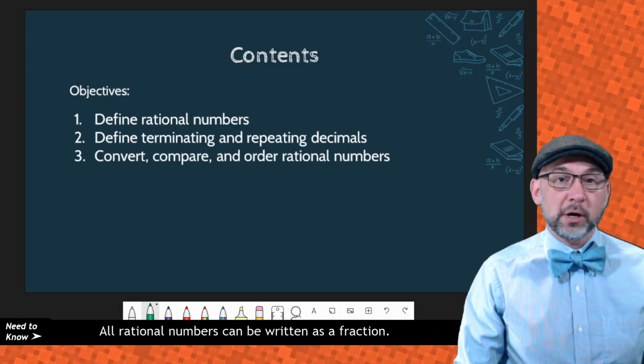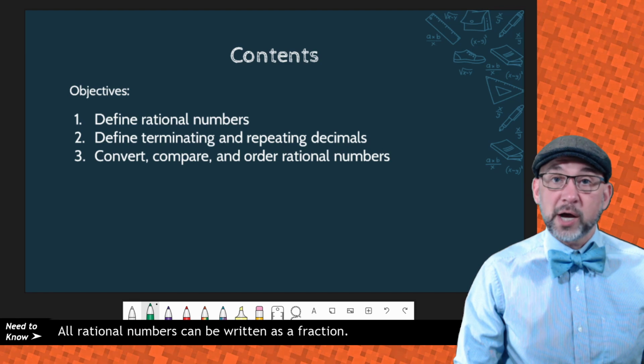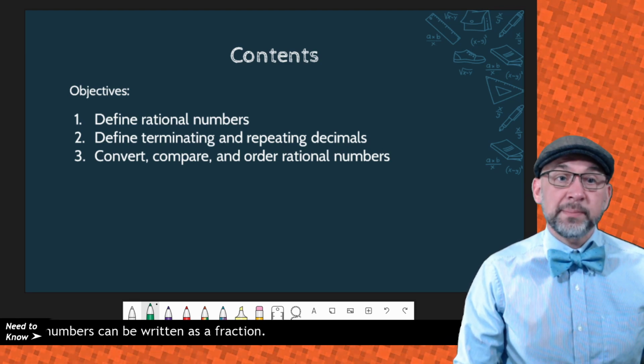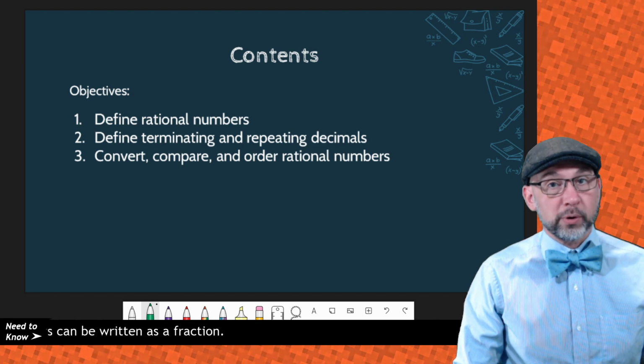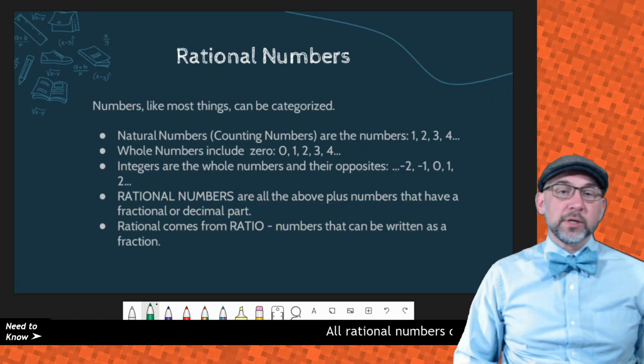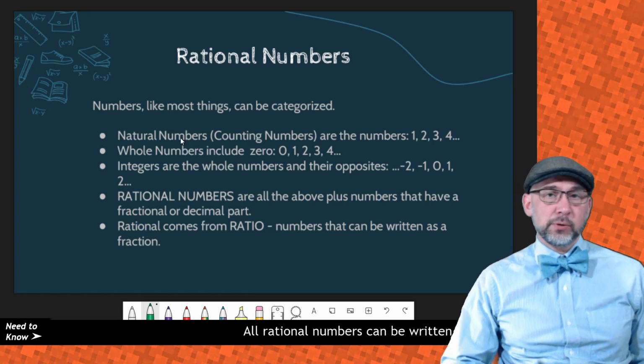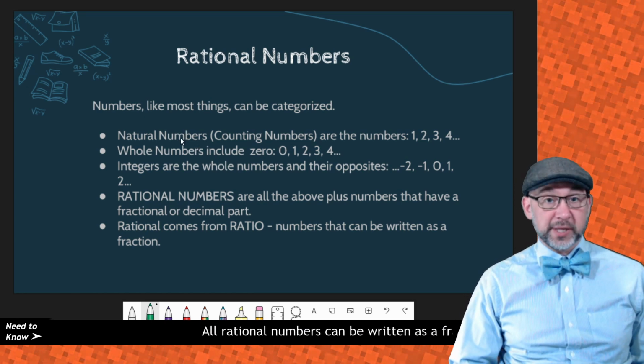So our objectives are to do the following: define rational numbers, define terminating and repeating decimals, and be able to convert, compare, and order rational numbers. So let's talk about numbers. Rational numbers are just one category of a number. So you can put numbers in categories like you can most things.